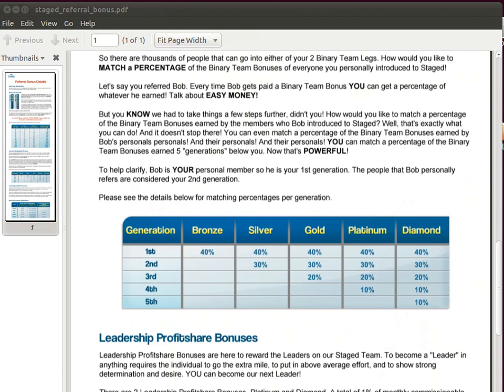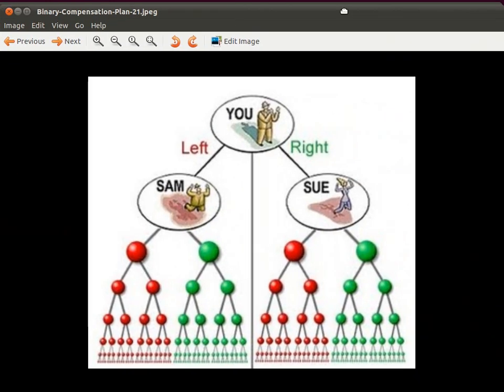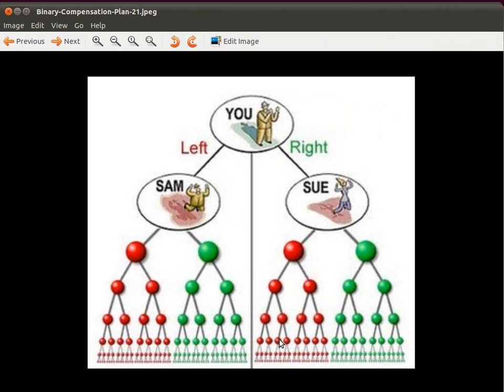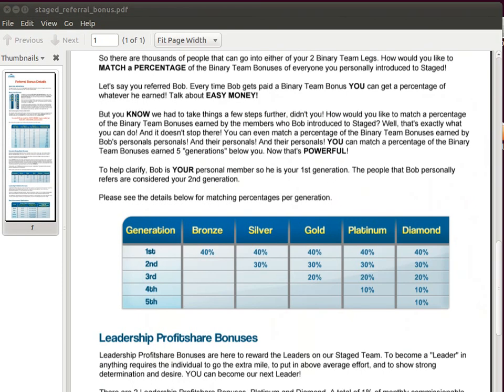And this goes all the way down to if you are diamond, you earn 20% on your third generation, another 10% on your fourth, and another 10% all the way down to your fifth generation in the binary. So that income can rack up significantly, and so it pays to help those people below you build their business, because then you match their income at these percentages.